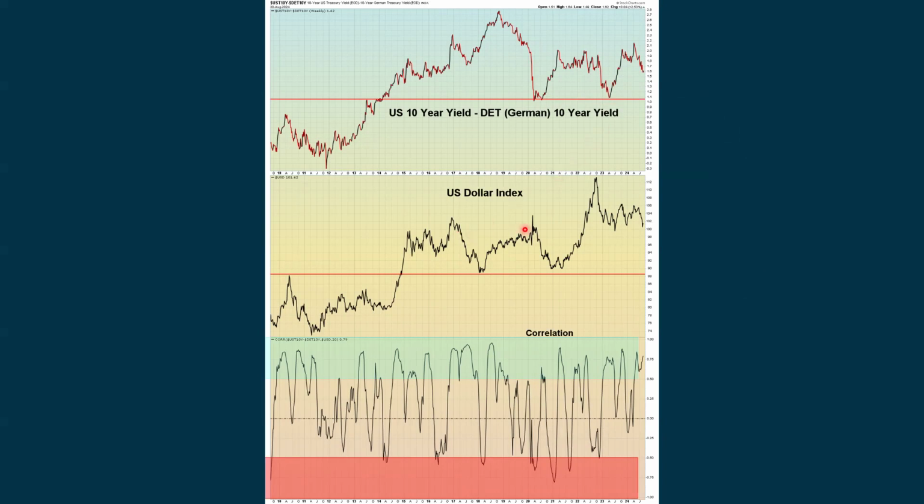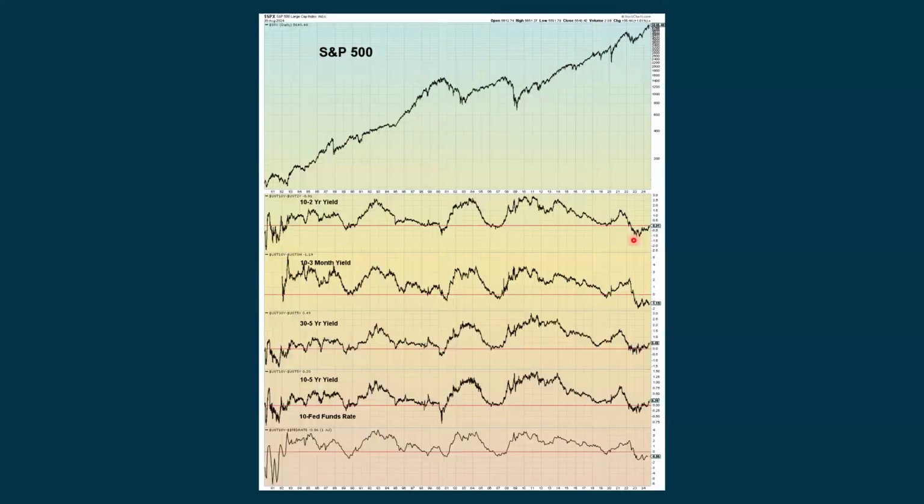We try to look at the interplay between interest rates and currencies here. And we can see that there's a fairly strong relationship between the two right now. As interest rates have been going down, the dollar's been under pressure, even though it bounced back up this last week. But this correlation is quite high here. Then we want to keep an eye on the yield curve.